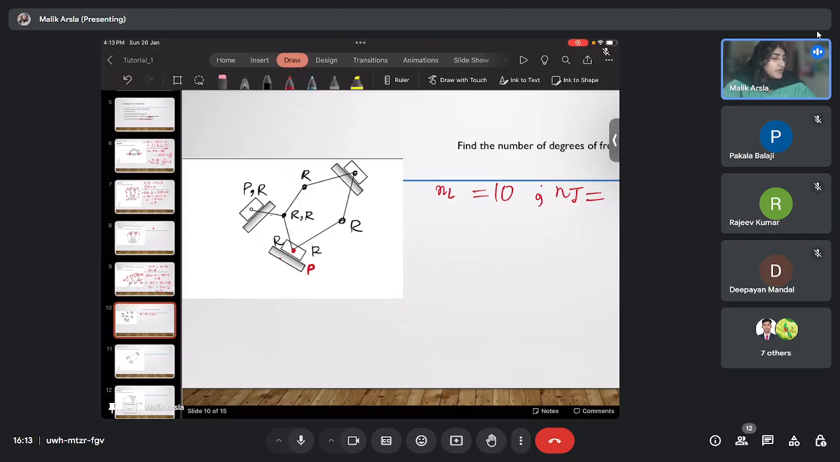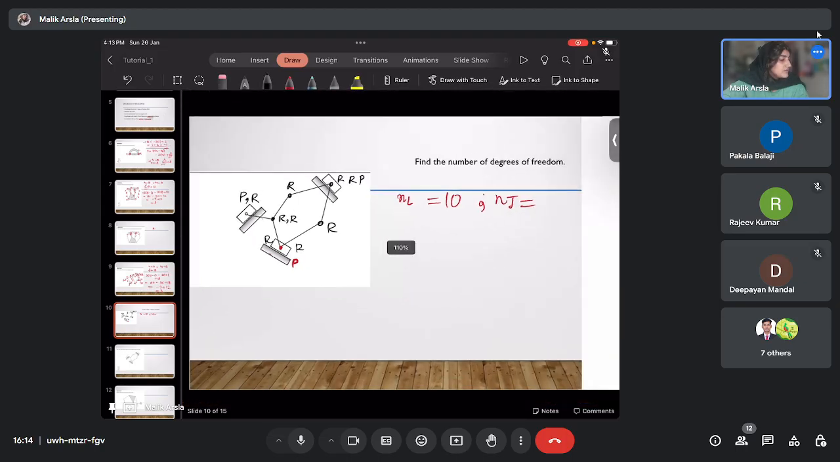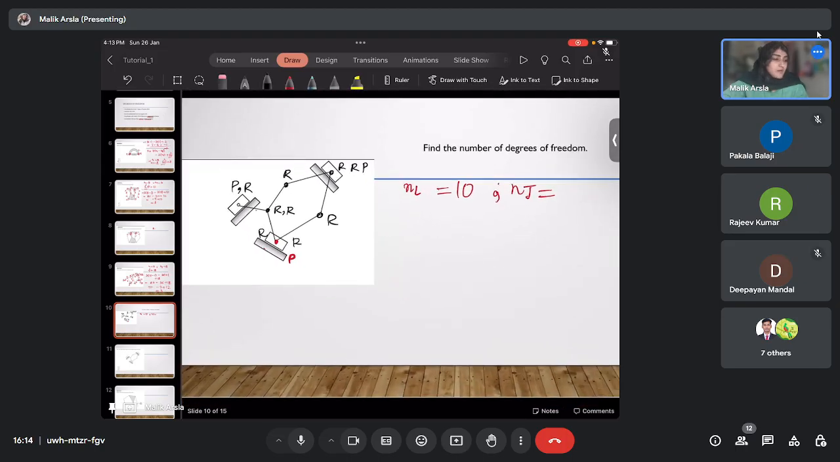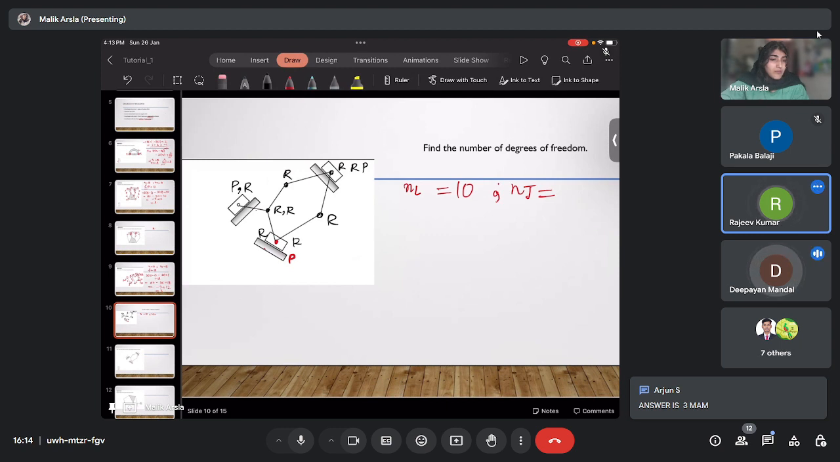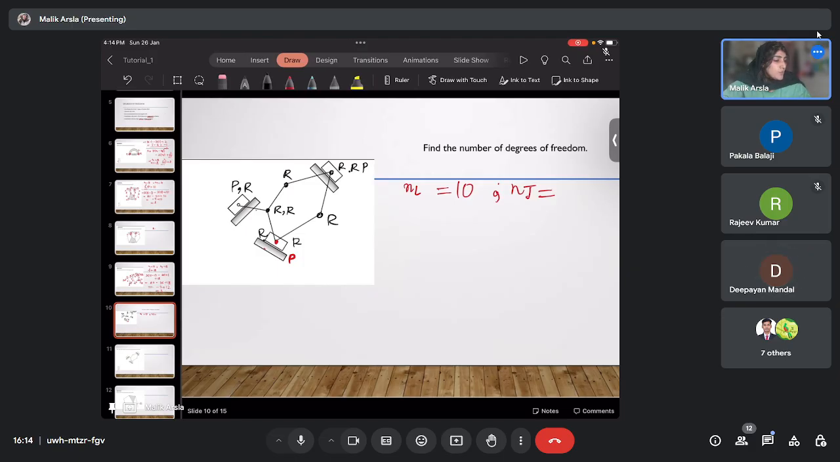It is similar to this only, no? R, R and P. Then why are you getting the number of joints incorrect? Ma'am, over here I counted one revolute pair instead of two. So see, this is 2R and P, and it is similar here also. So this will be how many? 1, 2, 3, 4, 5, 6, 7, 8, 9, 10, 11 and 12. Right? So the number of kinematic pairs will be 12. And each of these has a single degree of freedom, right? So the summation of f_i running from 1 to 12 will be what?